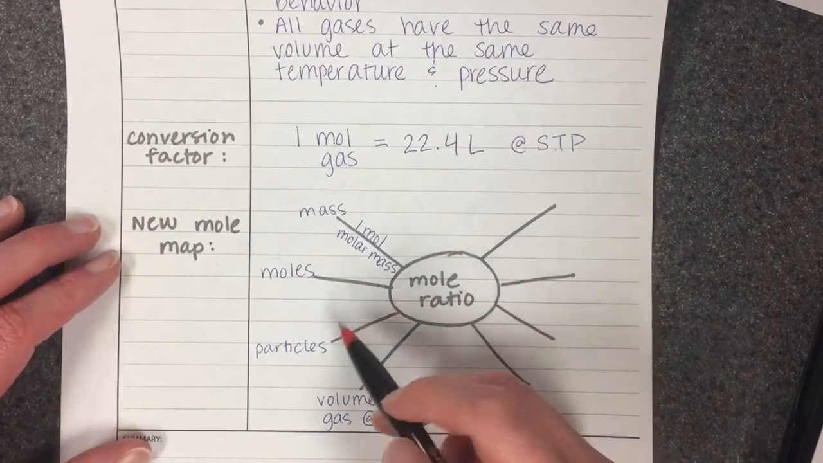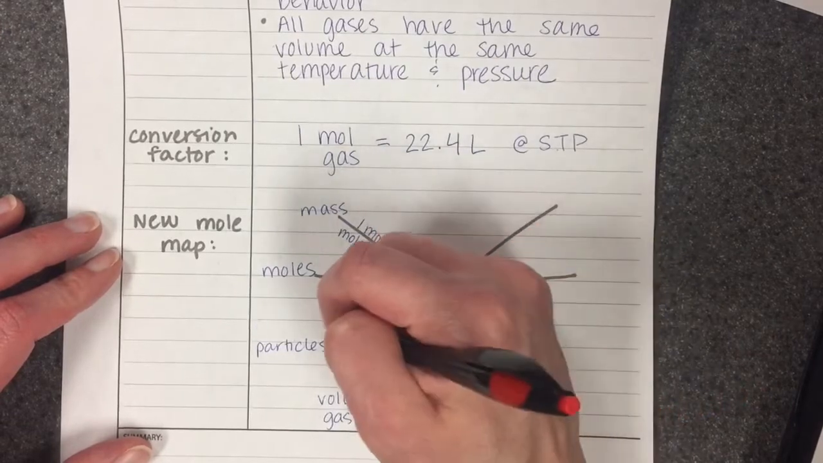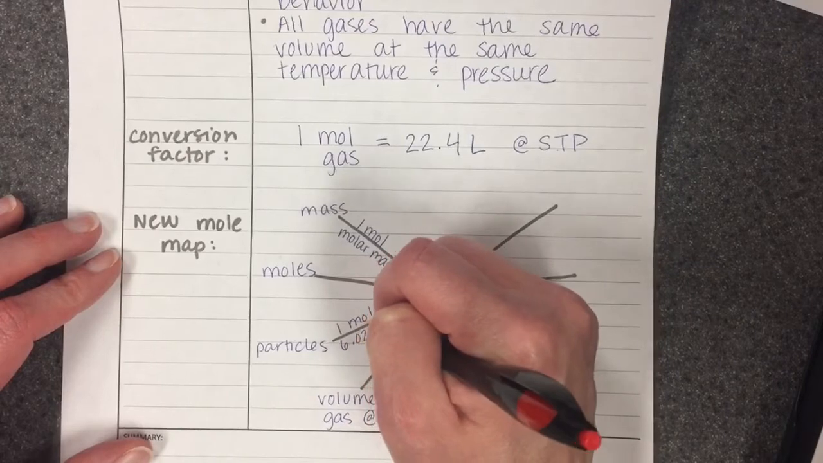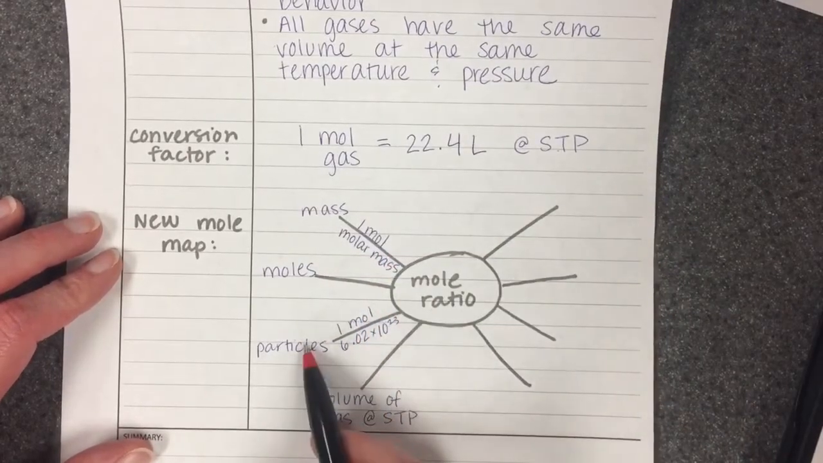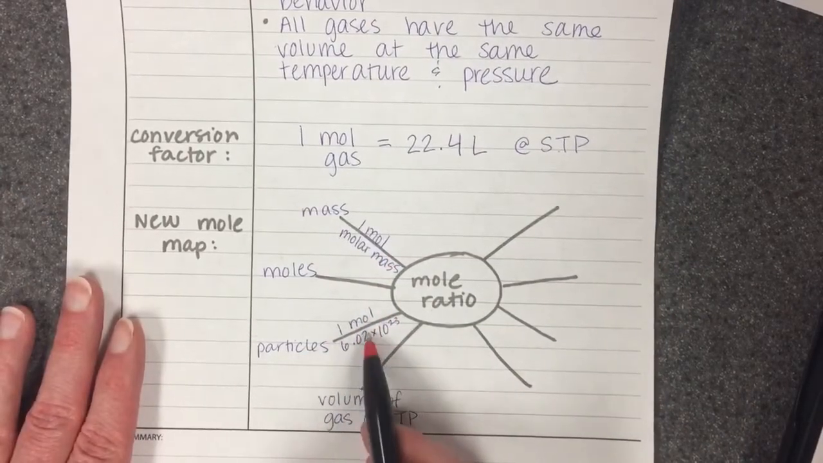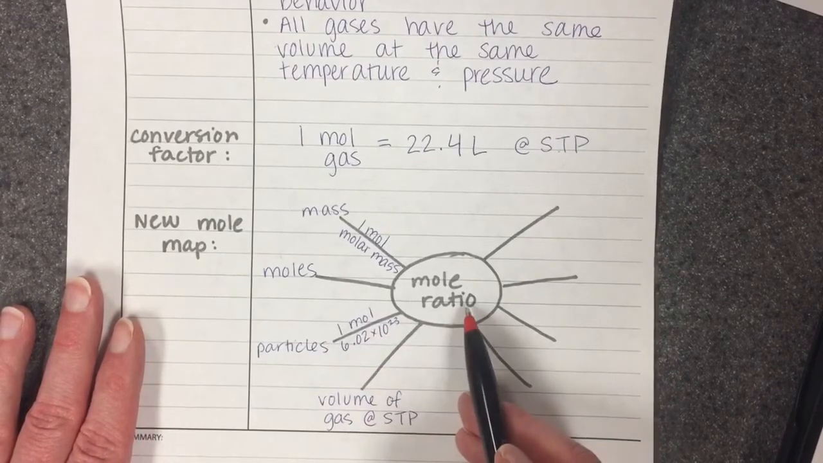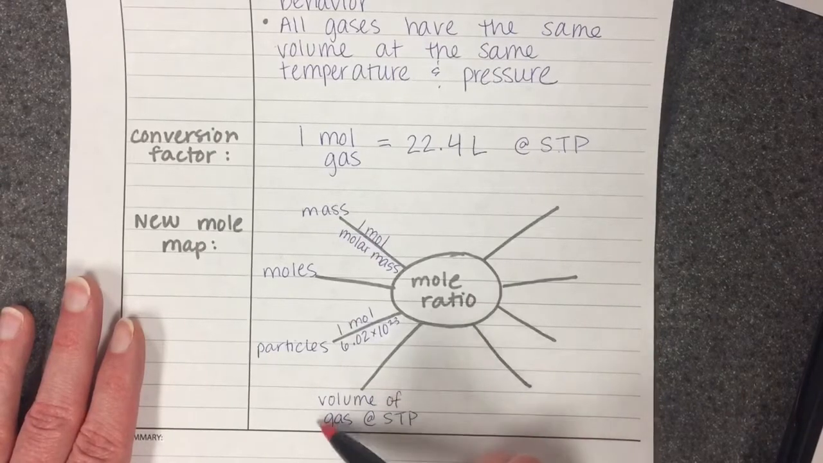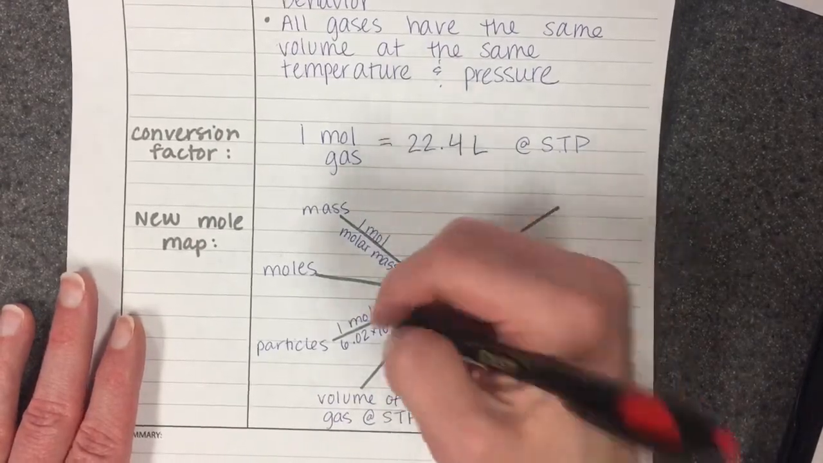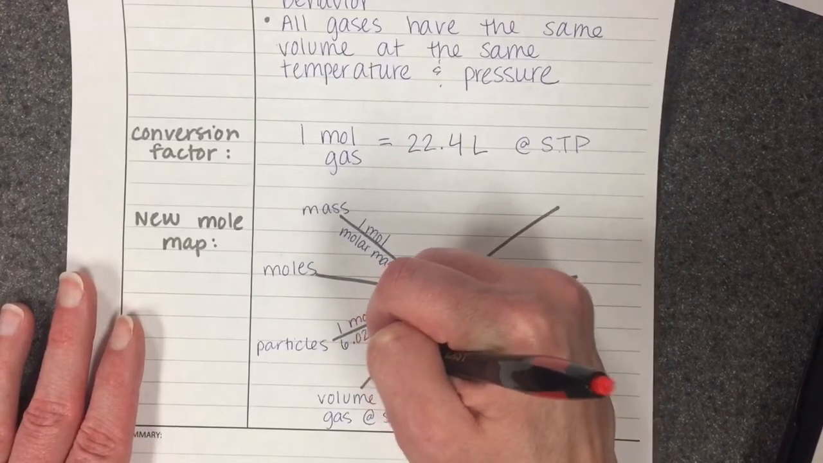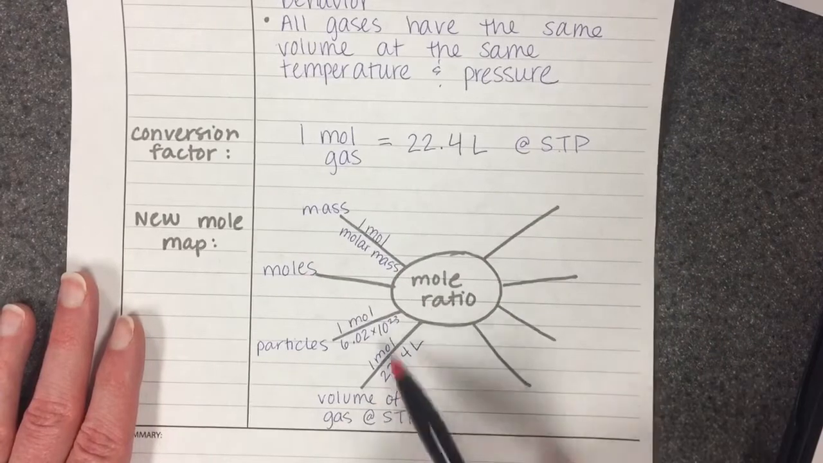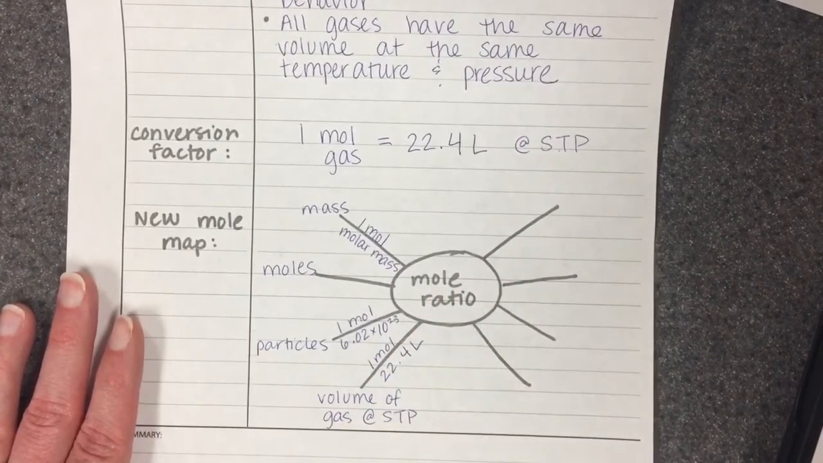There's nothing to convert. If we're given particles, we know that 1 mole is equal to 6.02 times 10 to the 23rd particles. So we've done problems where we've started with particles and used Avogadro's number to convert it to moles before we use the mole ratio. And now what we're going to do is we're just going to add this. If I am given a volume of a gas at STP, then I can use my new conversion factor. 1 mole is equal to 22.4 liters of gas. That way I can convert my liters of gas to moles and then use the mole ratio.